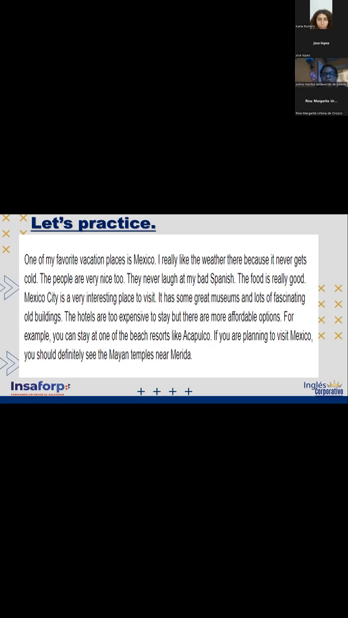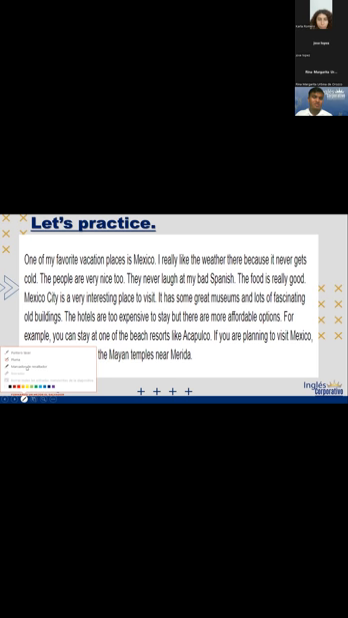Okay, the food is really good. Mexico City is a very interesting place to visit. Okay, so that word, let me point to this one. This word that we have here, we say interesting. We say interesting, okay? Interesting. Very good. Now, okay, thanks.